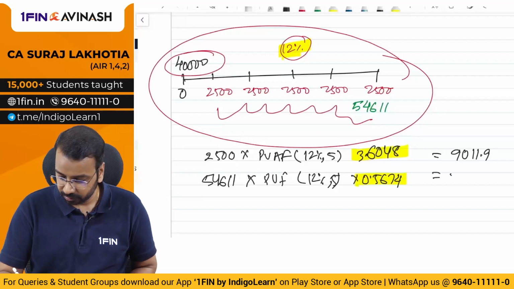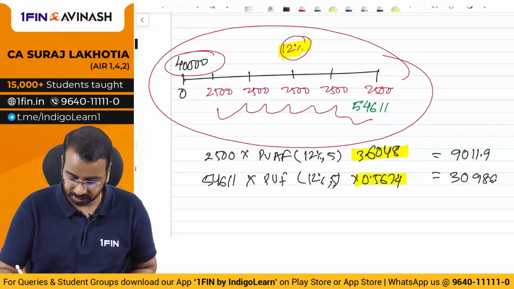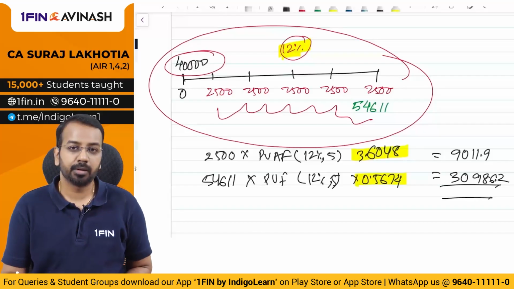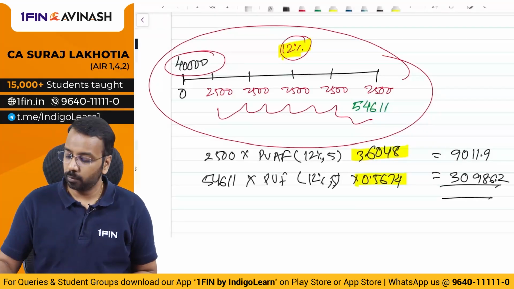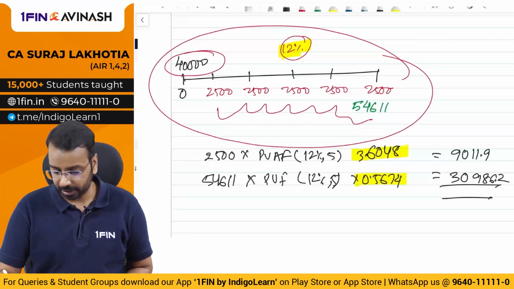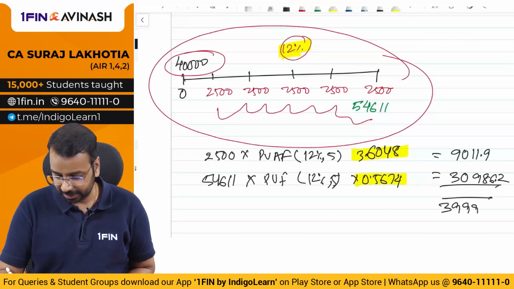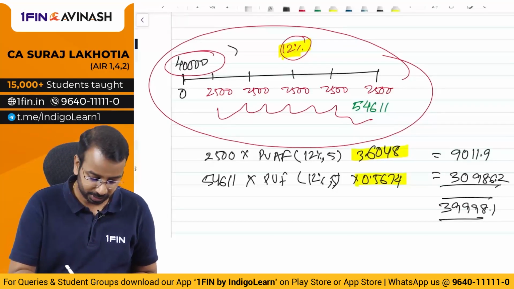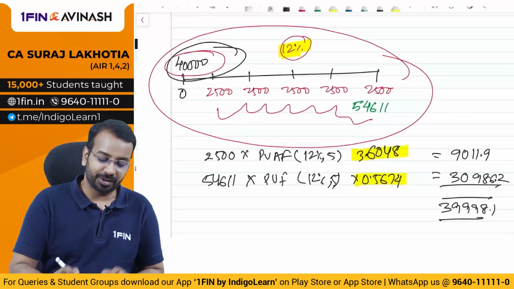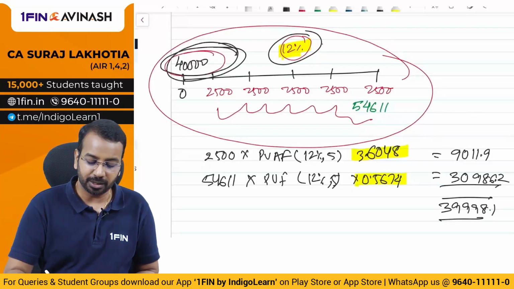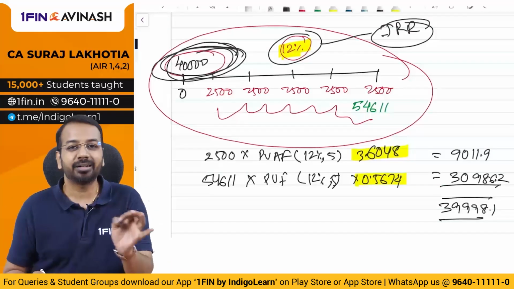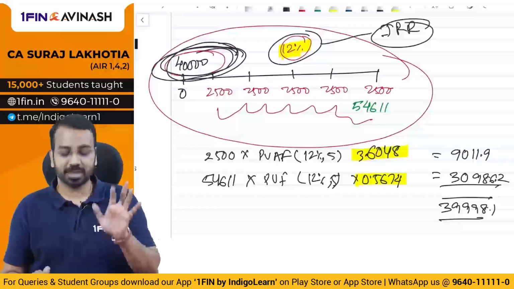How much did we get? 30986.2, plus 9011.9. If I add, how much do I get? 39998.1, that is nothing but 40,000. So, all the cash flows, when I discount at effective rate of interest 12%, I get the present value. This is IRR. This is the present value or the net transaction price, fair value minus transaction cost.